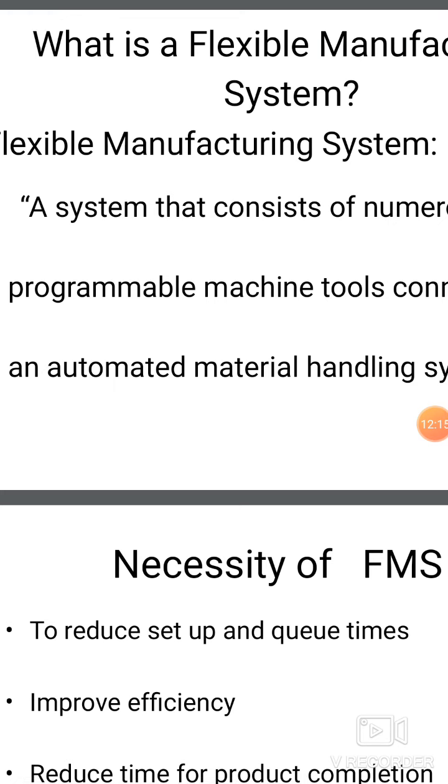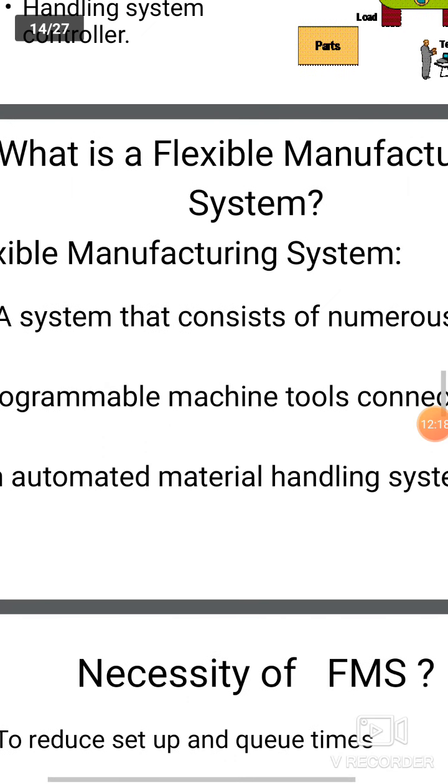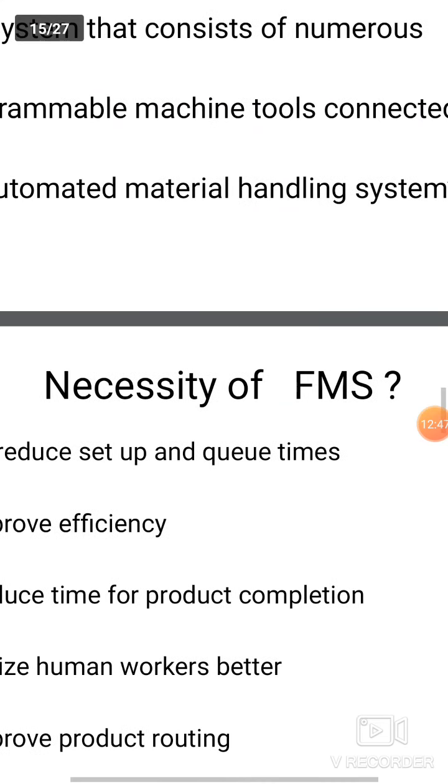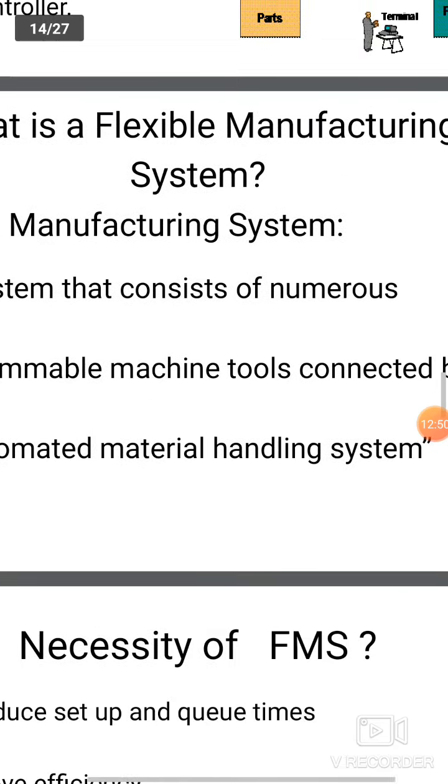So we have seen what a flexible manufacturing system is. It is a group of NC machines and other automated workstations which are interconnected by the material handling system. All of them are controlled by the computer. That is the flexible manufacturing system.